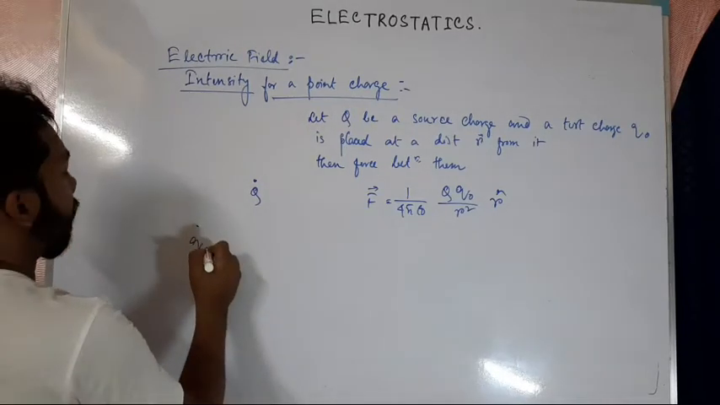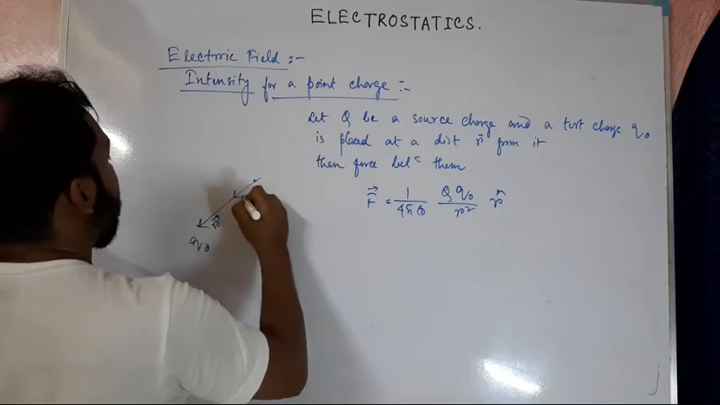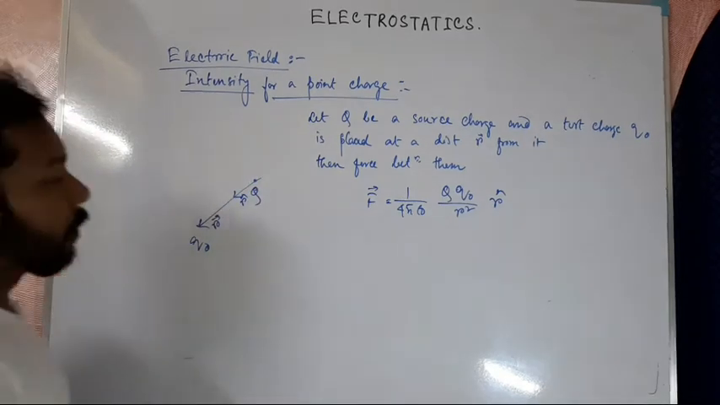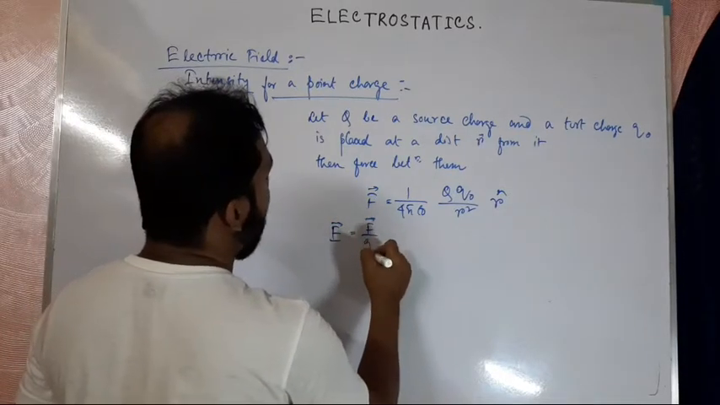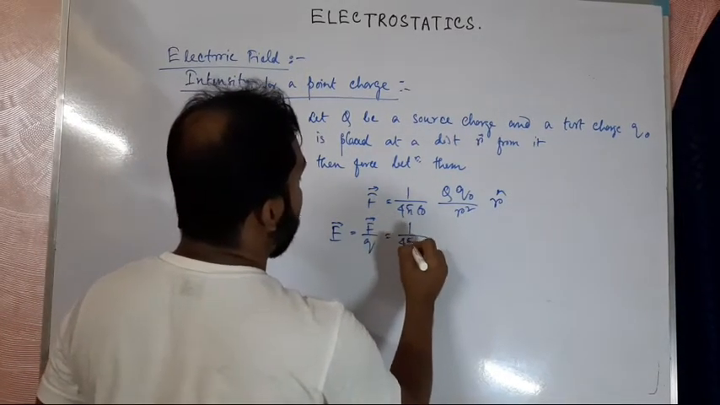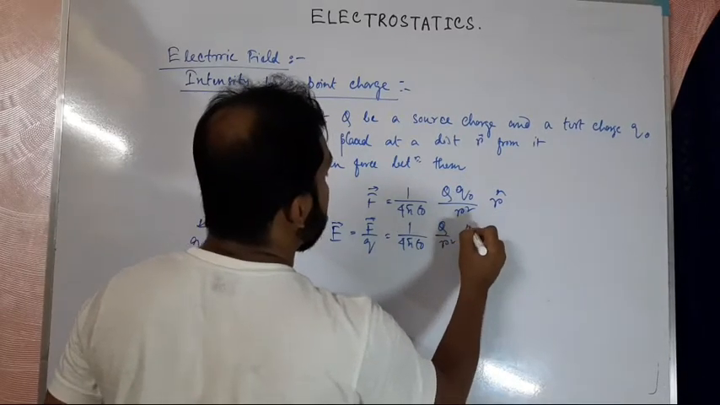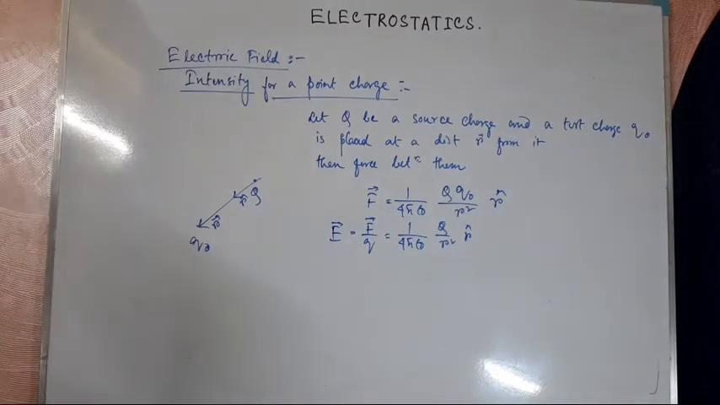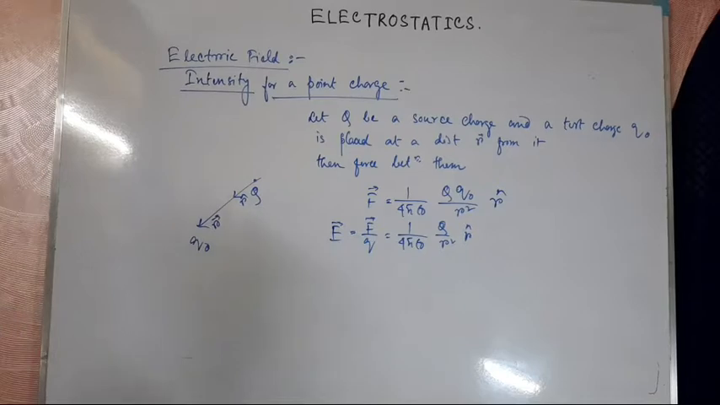So this is the test charge, this is r, and it is r cap. So the electric field intensity is given by E equals F by Q naught, which is 1 by 4 pi epsilon naught Q by r square. Just like the previous, it is the unit electric field intensity for a point charge.